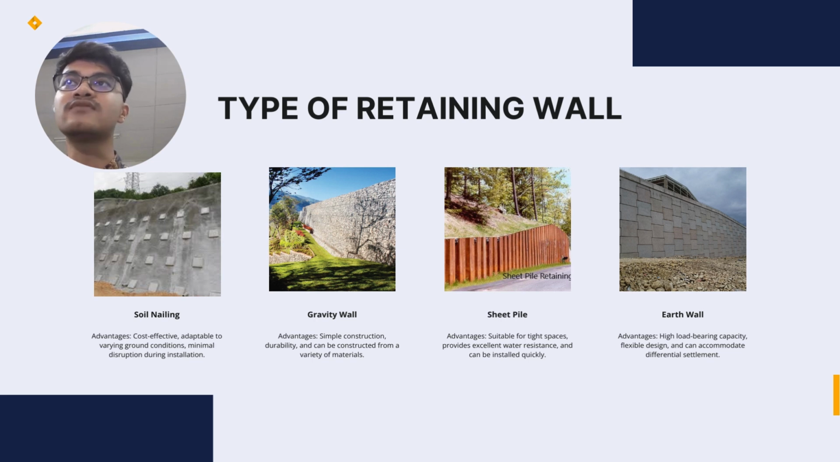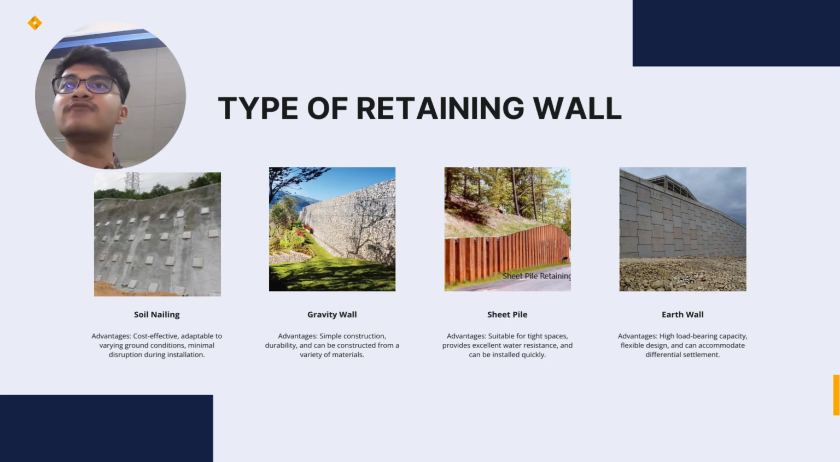The second one is the gravity wall. It relies on its mass to resist the pressure from the soil behind it, typically made from concrete, stone, or other heavy materials. Basically, we can find this retaining wall at garden walls, landscaping, and supporting small to medium height slopes. The third one is the sheet pile wall.